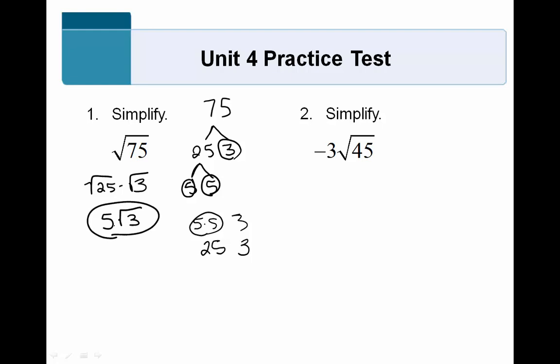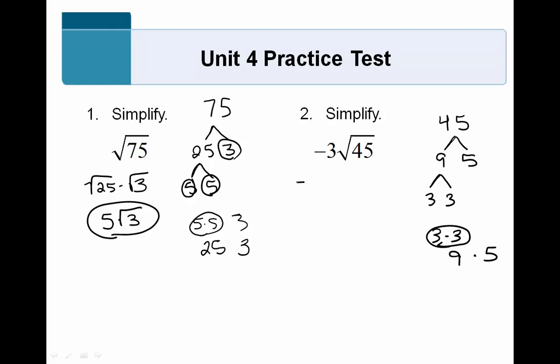Problem number 2, negative 3 times the square root of 45. We need to simplify radical 45. So I'm going to do a factor tree for 45. 9 multiplied by 5 is 45. 2 factors of 9 are 3 and 3. So there's our perfect square, a 9. And our irrational part will be the 5.